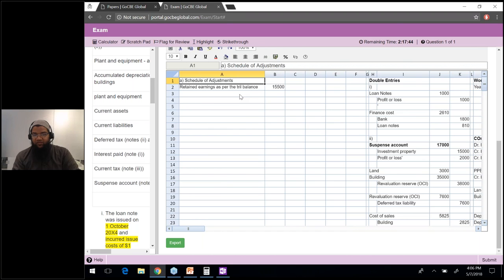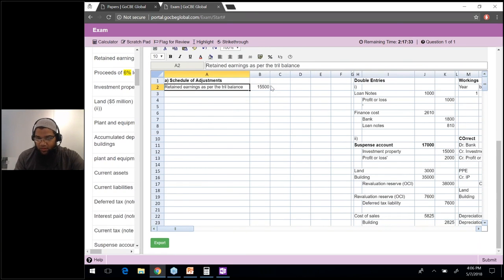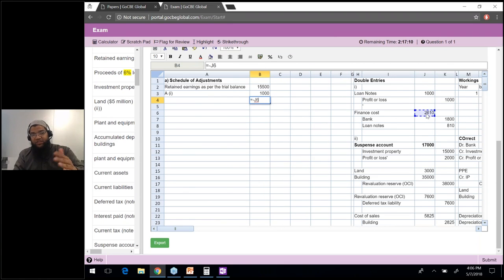Okay, now what we are doing is calculating the adjusted retained earnings. If we see, we have credited the profit or loss in adjustment number one. So I'm writing adjustment number one. And credit actually means increasing the retained earnings by 1000. Again, in adjustment number one, we have debited finance costs, which means this will decrease the profits. Debiting finance costs will increase the finance cost and will reduce the profits. So this will become negative 2610.